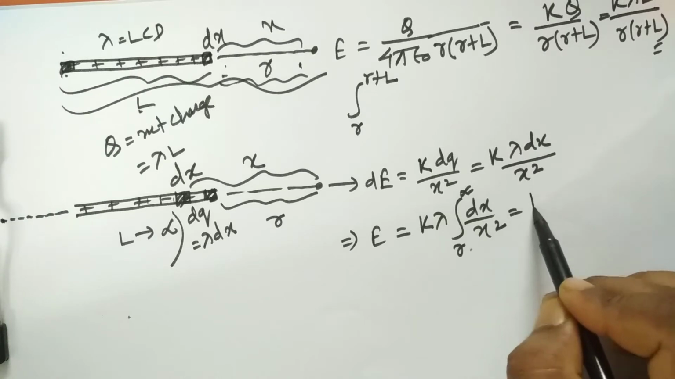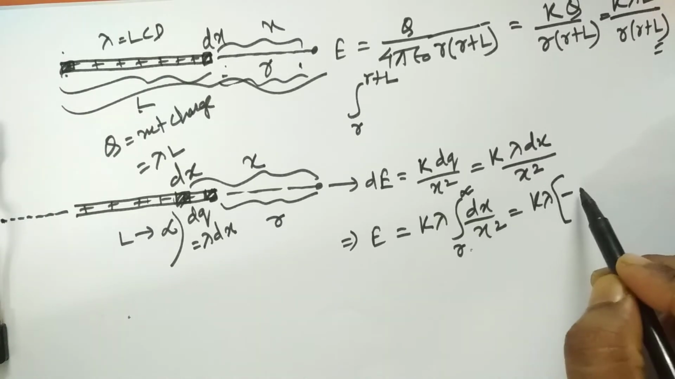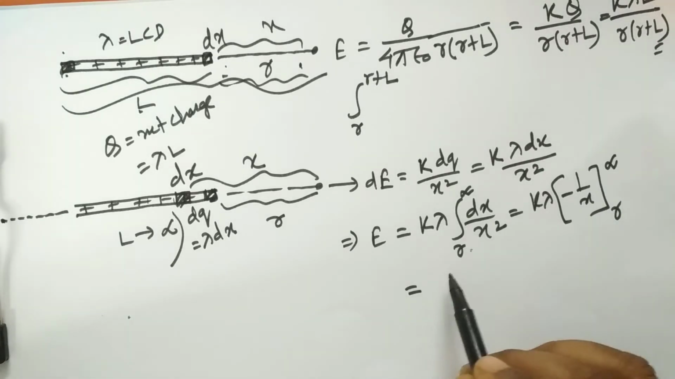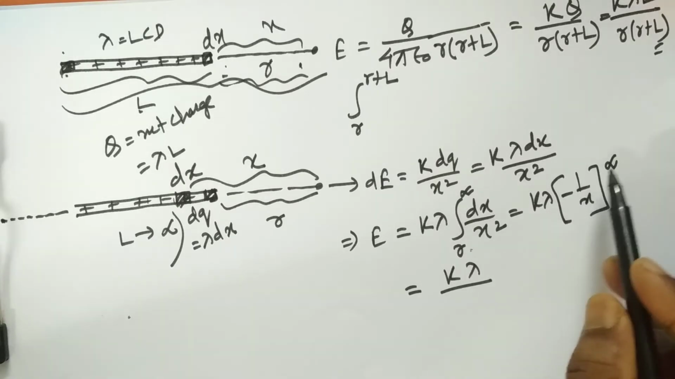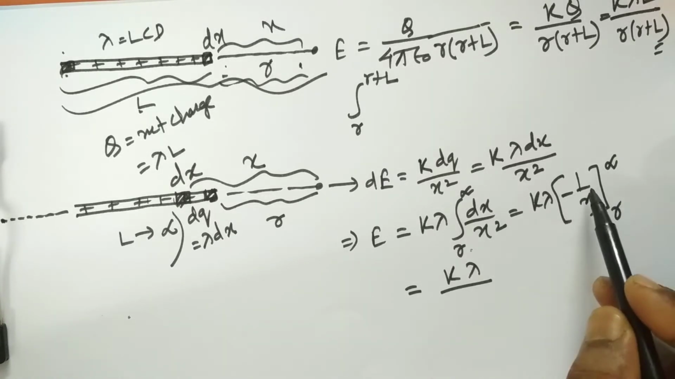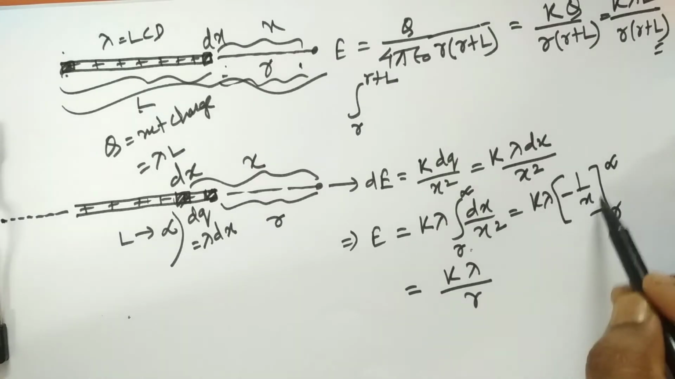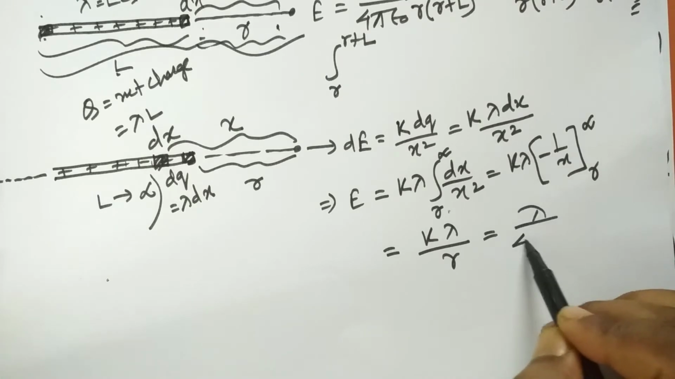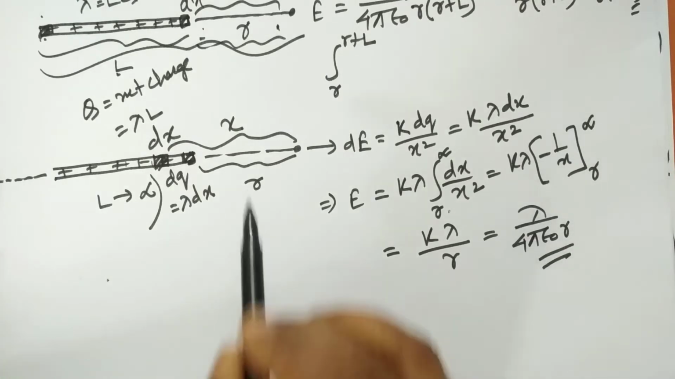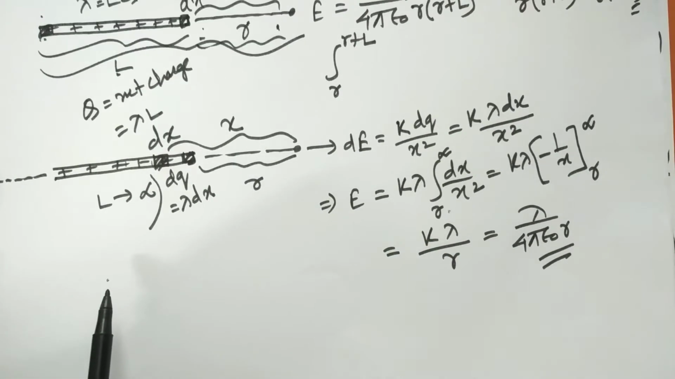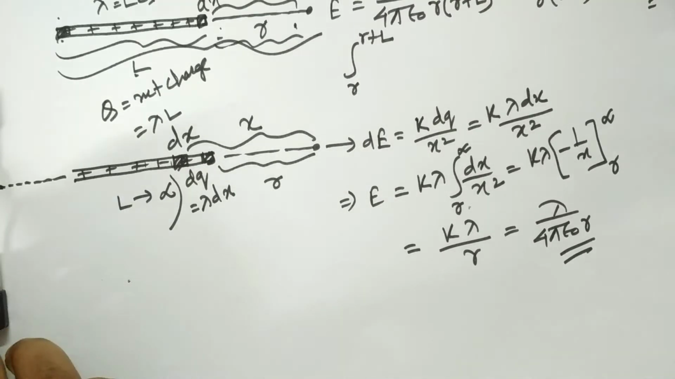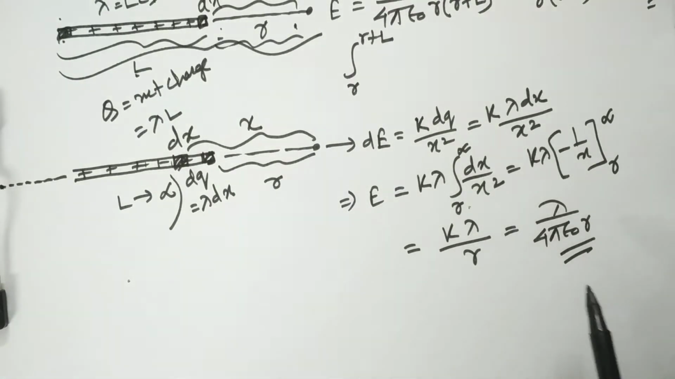Clear? So when you integrate, k lambda times the integral of 1 by x squared gives minus 1 by x from r to infinity. So this becomes k lambda times 1 by r, since 1 by infinity is equal to 0. So this is going to be your answer: k lambda by r, that is, lambda divided by 4 pi epsilon naught r. This is the electric field at one end of a semi-infinite linear conductor, whose one end is going to infinity.